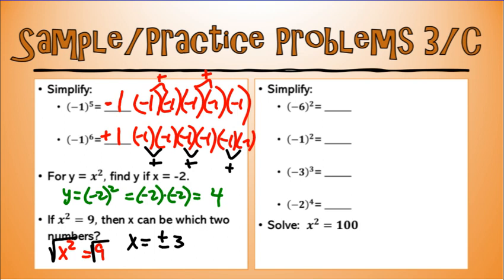Let's take a look at these examples on the right-hand side here. Negative 6 squared is a positive 36. Negative 1 squared is a positive 1. Negative 3 cubed is a negative 27, because I have an odd exponent here. Then negative 2 to the 4th power is a positive 16. And then solve x squared is equal to 100. Find the square root of both sides. X can equal a positive and a negative 10.